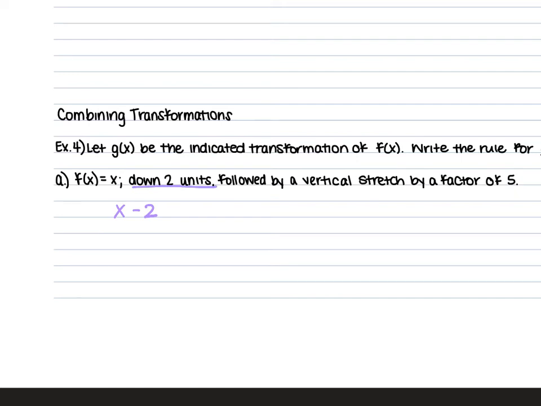So from there, it's followed by a vertical stretch by a factor of 5. So that we just put in front of the x to give us 5x minus 2. And then we put that equal to g of x to name the new function, and it's just going to be g of x is equal to 5x minus 2.